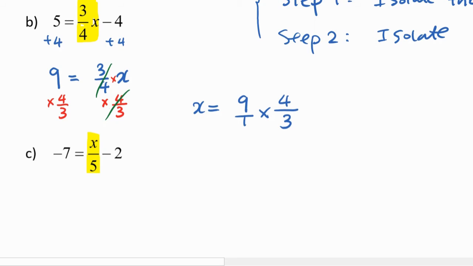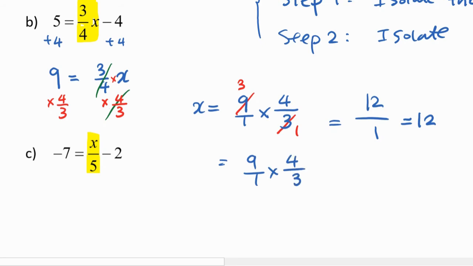You can multiply the top together and bottom together, or let's use a shortcut method. The 3 is divisible by 3 and 9 is divisible by 3. So 9 divided by 3 is 3. Now we reduce it first and then we're going to multiply. 3 times 4 equals 12. 1 times 1 is 1. So x is 12.